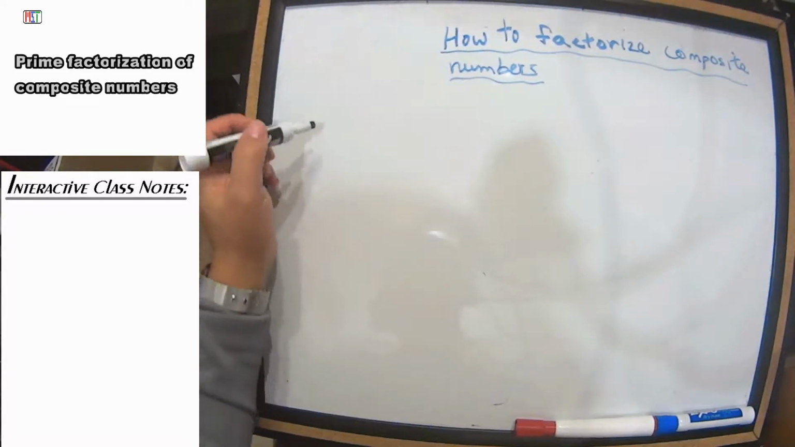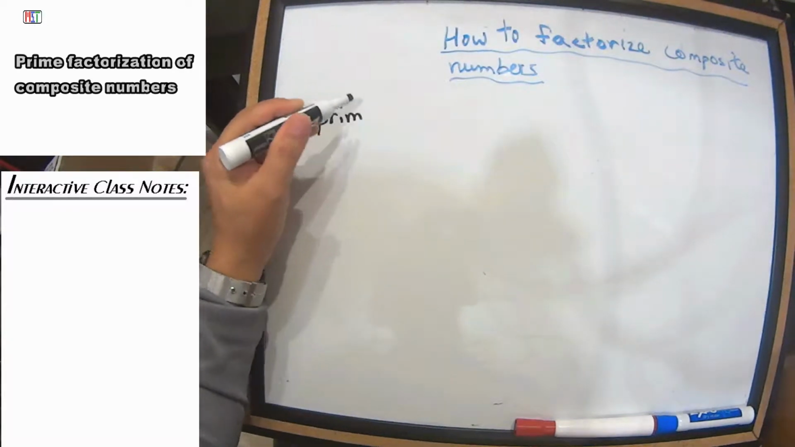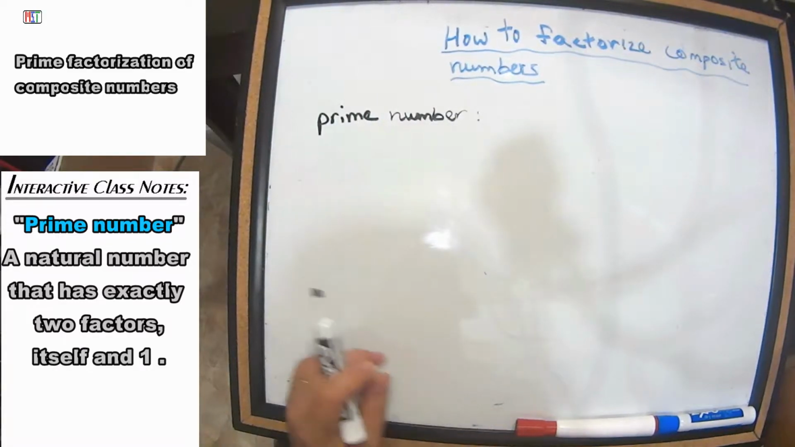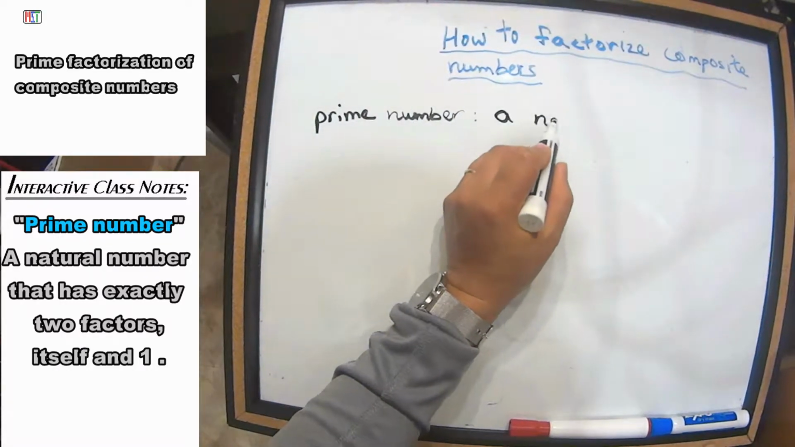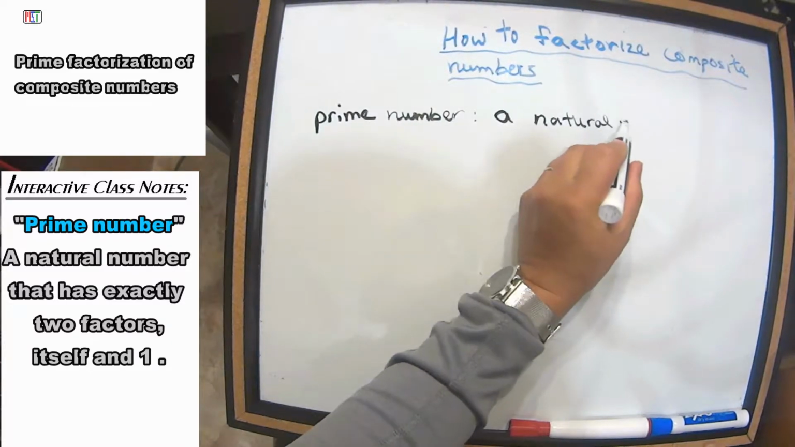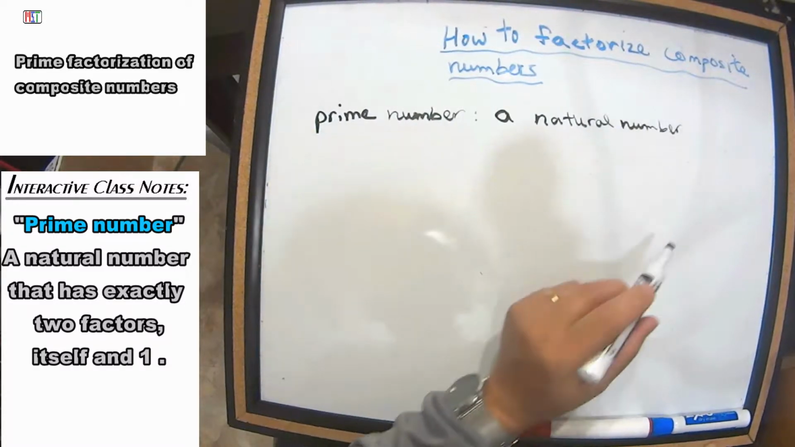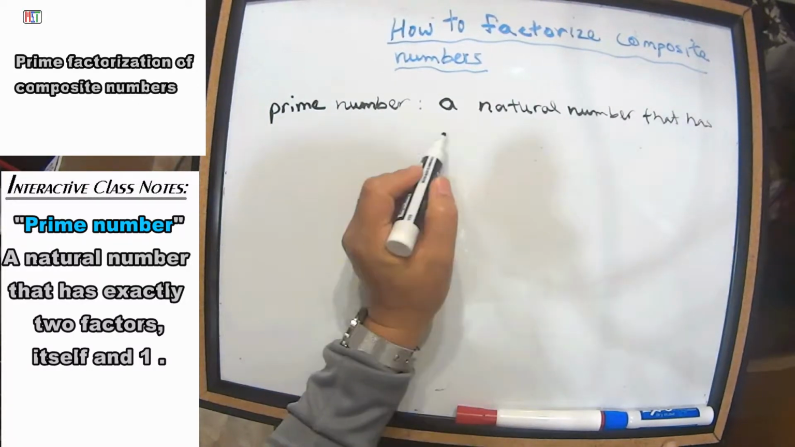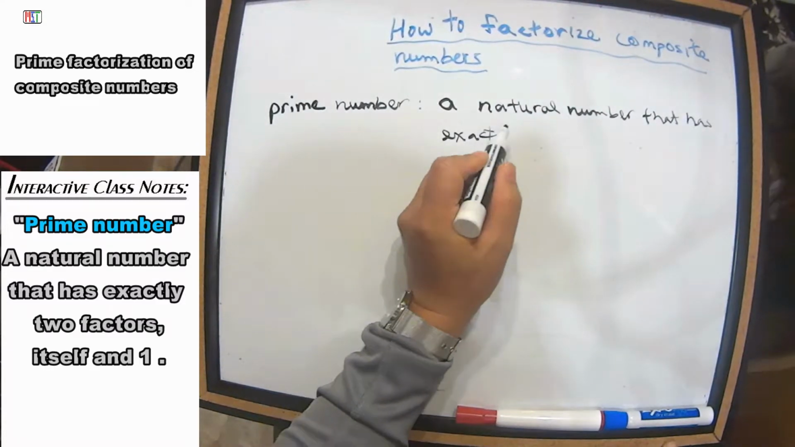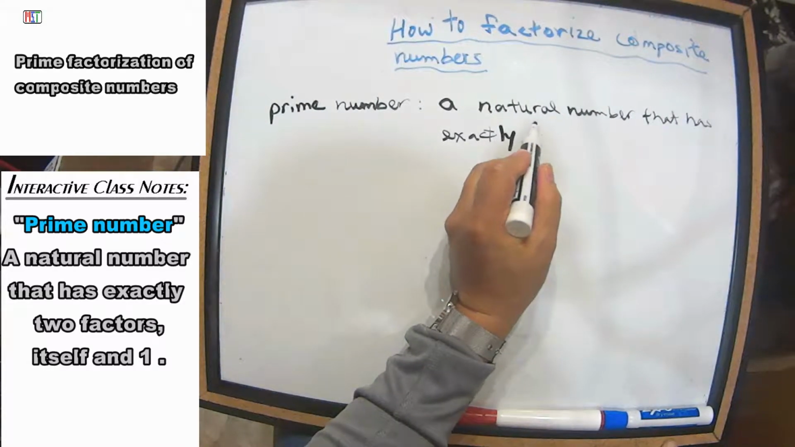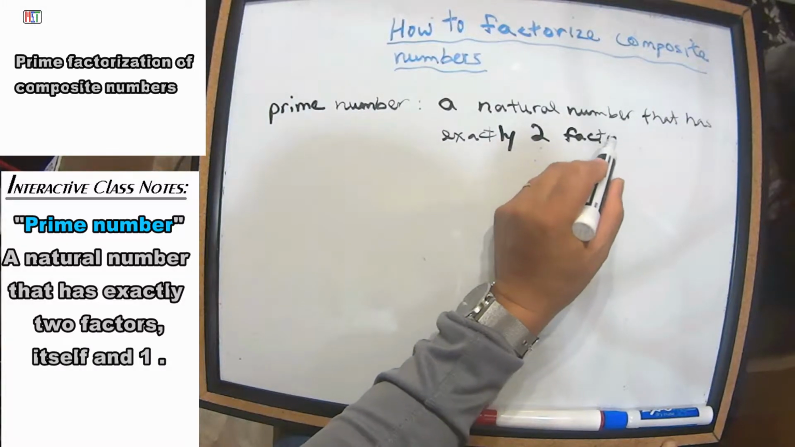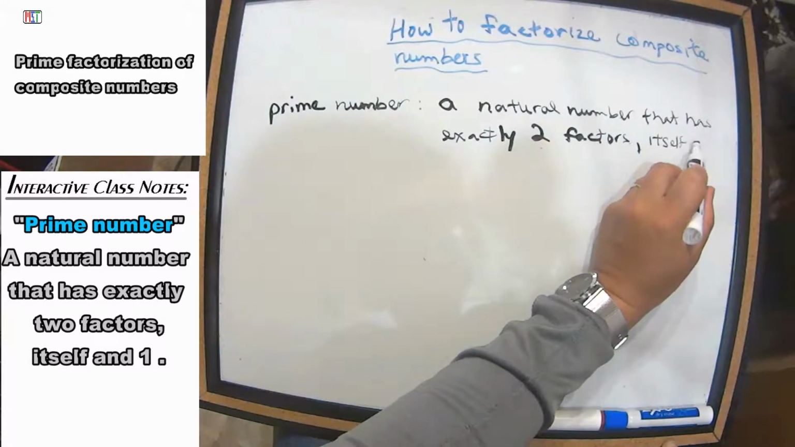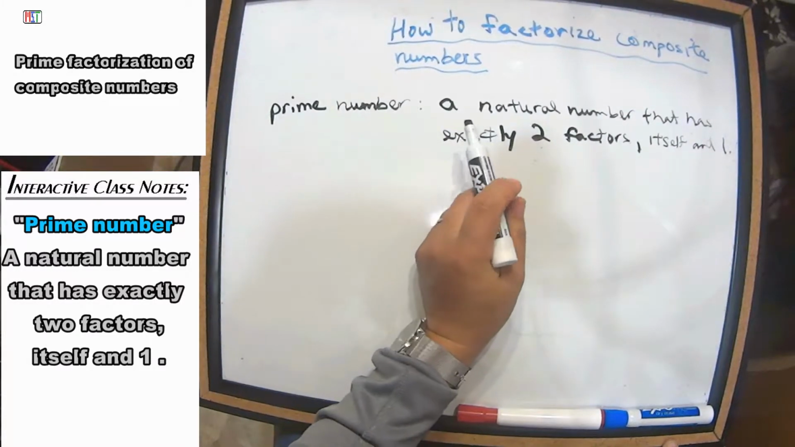Okay, so let's look at prime number first. What is a prime number? Well, a prime number is really a natural number that has exactly two factors, okay? Itself and 1. Now first of all, you probably wonder, what is a natural number?